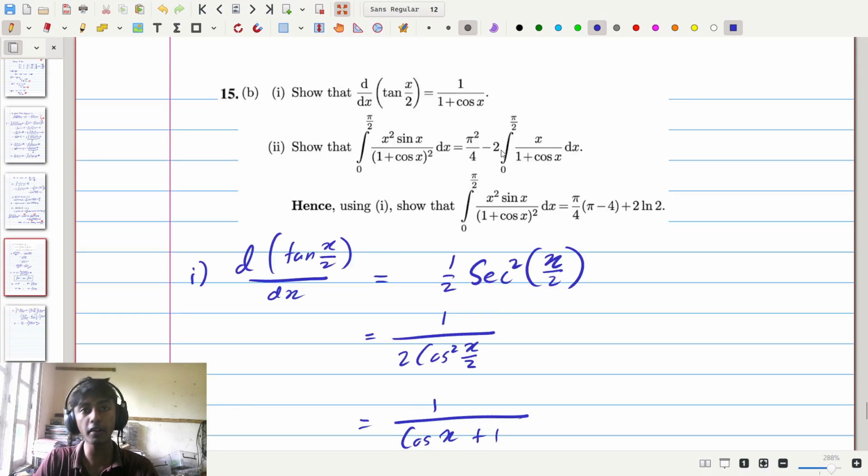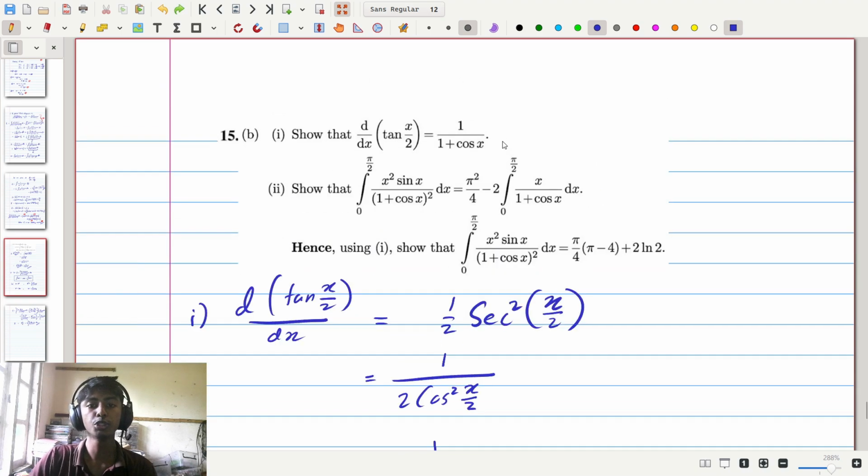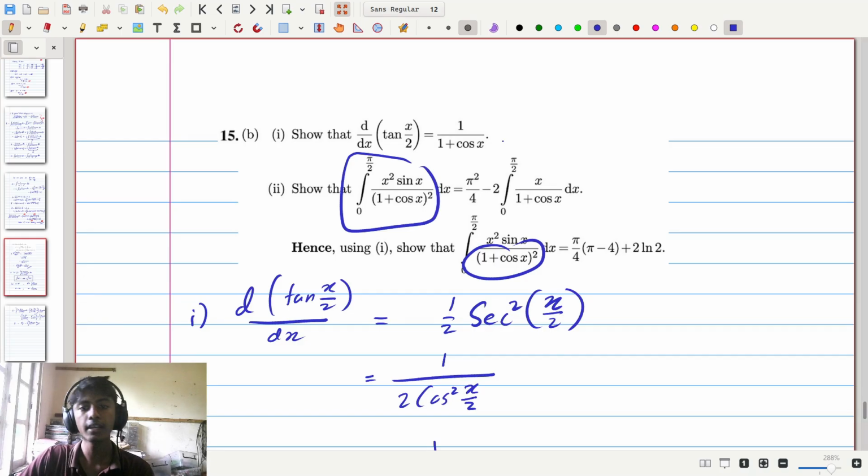Now moving to the next part of the question, they say, hence using the result in part 1, show that the integral from 0 to pi by 2 of x squared sine of x divided by 1 plus cosine of x whole thing squared, which is this integral right here, integral I, is equal to pi by 4 times pi minus 4 plus 2 times natural logarithm of 2.